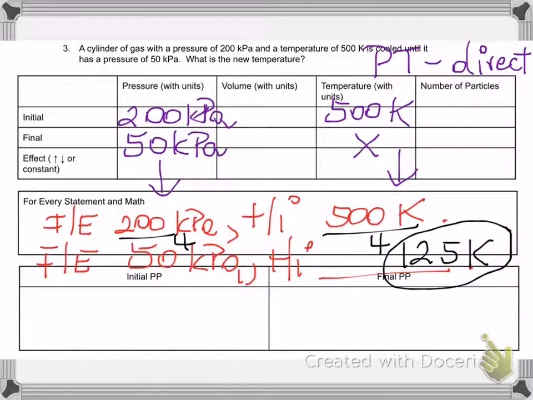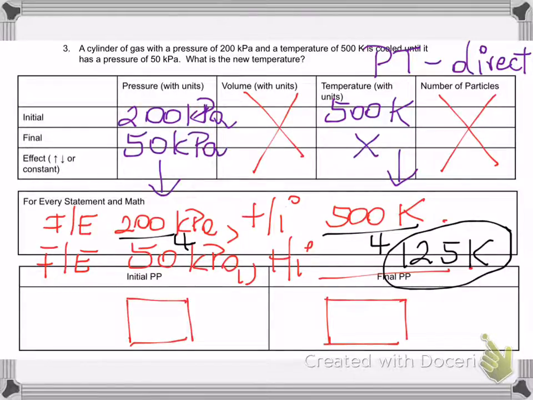Now we're going to do our particle picture. Since number of particles is not changing, remember they didn't mention it, so that's constant, neither did the volume. That means that the particles are contained in the same size box, and we have the same number of them. So I'll do 3 and 3. Temperature has changed. The initial temperature was higher, so I'll do 2 whooshies. And then the final temperature was lower, so I'll just do 1 whooshy on these.